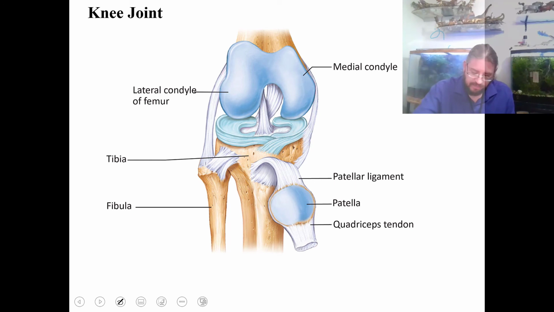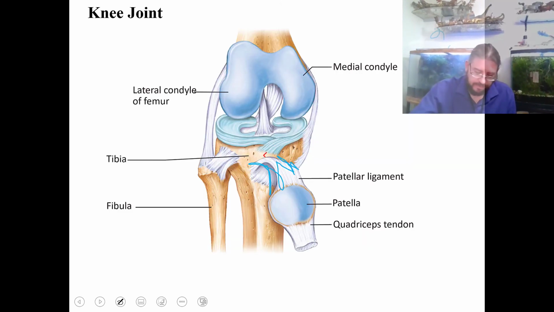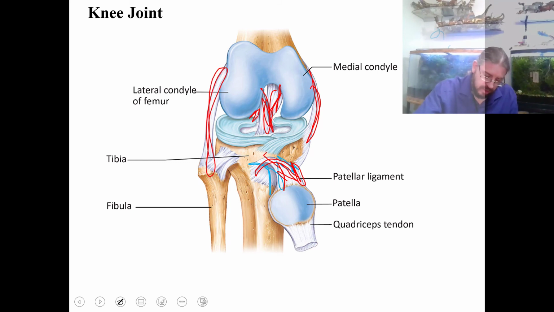But there's my patellar ligament. So I did not include enough there. Ta-da. Now I included enough. So not too bad. You can see even more ligaments just reinforcing everything all around here. These are not the retinaculum stuff. These are just additional reinforcing ligaments.